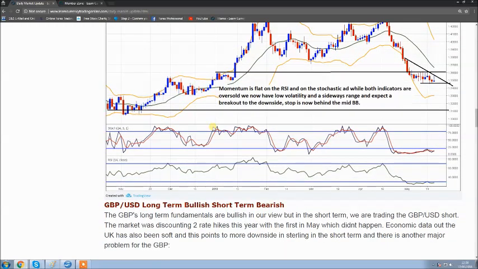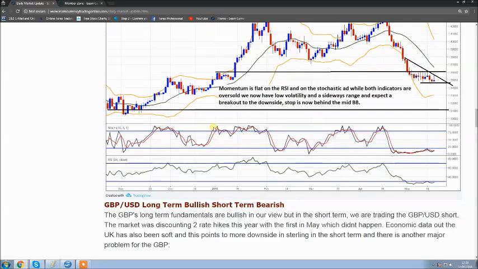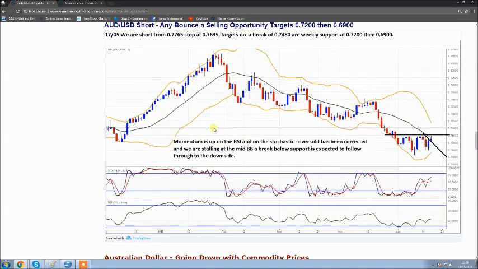Right, pound for us going down to 131. Let's just need to see if we break through the recent lows. Okay, what have we got next? We will have the Australian dollar.